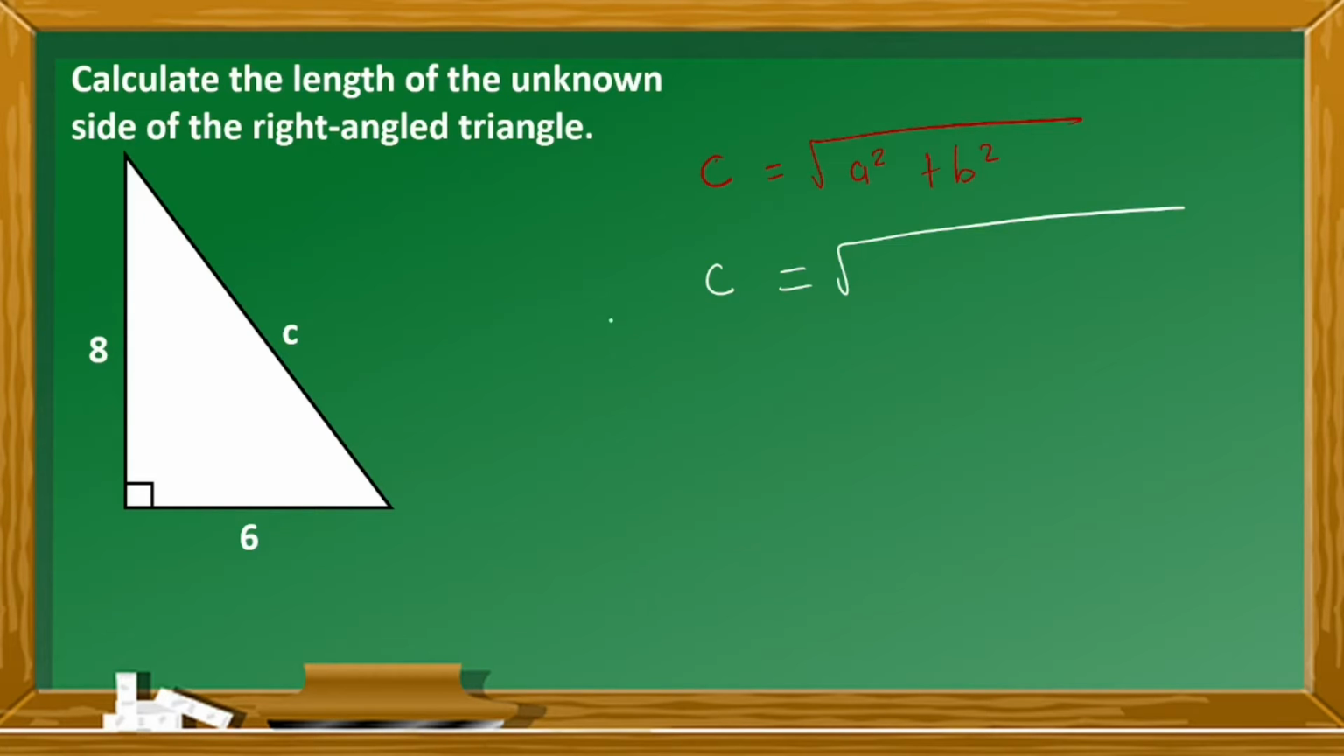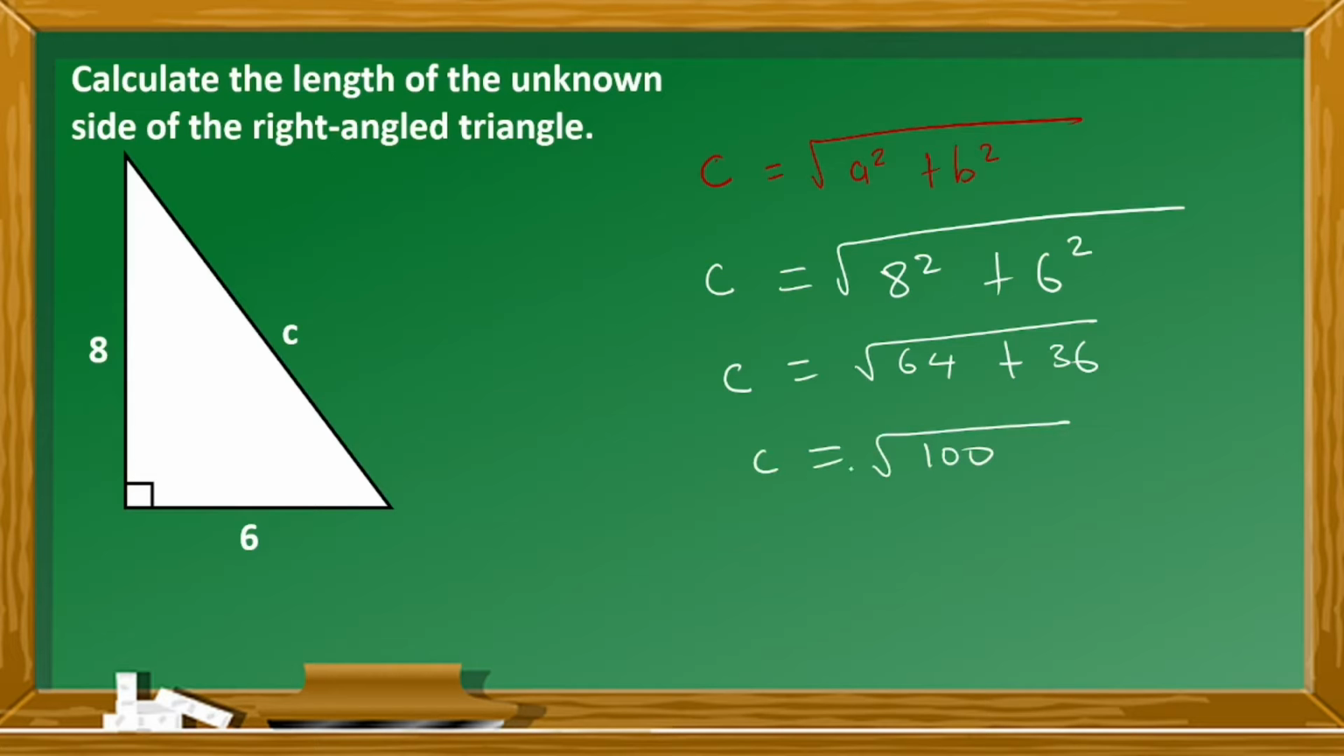So let's go ahead and find what the hypotenuse is. So C is equal to the square root of 8 squared plus 6 squared. And we could have interchanged both values, it does not matter. So let's go ahead and simplify this. 8 squared is 64, and 6 squared is 36. When we add both of those together, we get 100. So C is equal to the square root of 100, and the square root of 100 is equal to 10. Therefore, C is equal to 10, or the hypotenuse is equal to 10.